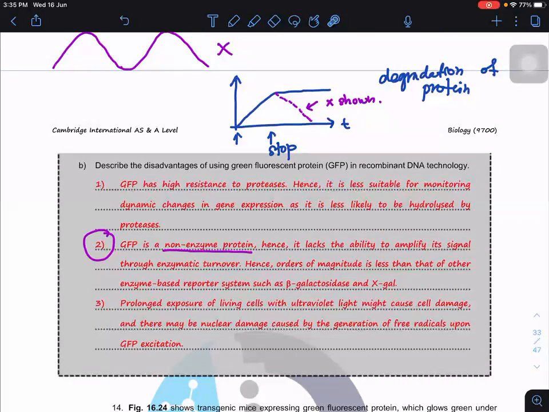With X-gal, you don't need to use UV, right? You don't need to use UV, you just use the naked eye. You can see the color change already. But for the GFP, it won't give us any signal when you view it under the normal microscope or using our naked eyes.